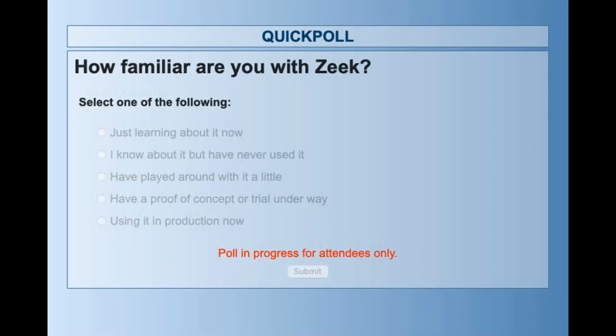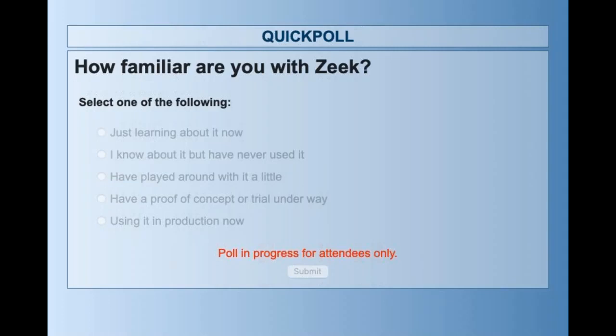All right, the poll is closed. Let's see what we've got here. All right, about a quarter of today's attendees are just learning about this tool now. Fantastic. About 40% of you, you've heard about it, but you've never actually used it. Awesome. We've got about a fifth of you who have played around with Zeek, perhaps in a home lab or a demo lab environment. That's great to hear.